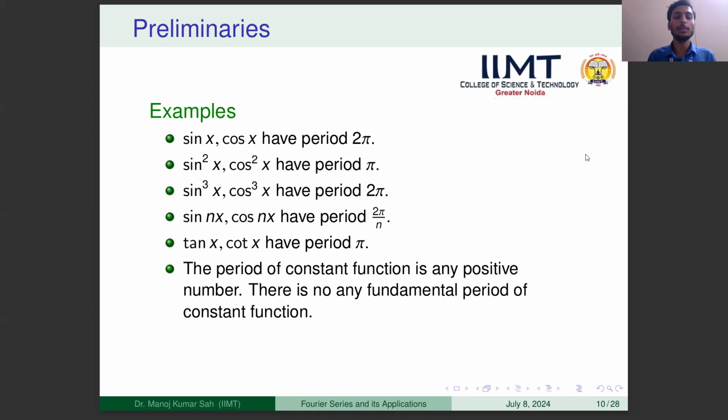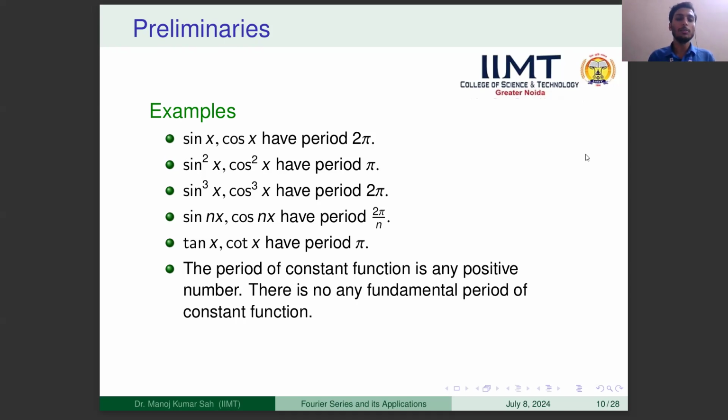Now, how can you find the period of sin squared x and cos squared x? Both the functions have period pi. How can you find it? By just writing the formula of sin squared x. What is the formula of sin squared x? It is 1 minus cos 2x upon 2. And then, if you apply the period of the function individually, finally you will get period pi. Similarly for cos squared x.